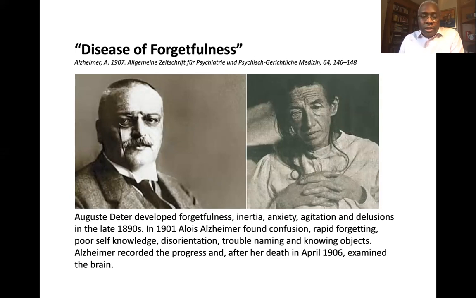She was 51 at the time. She had forgetfulness, which was the most prominent part of the problem she had. She also had a lot of behavioral disturbances, anxiety, agitation, delusions. She forgot things very quickly, so she had very poor short-term memory. She was very confused. She had poor knowledge of who she was, who her relatives were. She didn't know where she was. She had trouble naming things. And she also didn't recognize certain common objects.